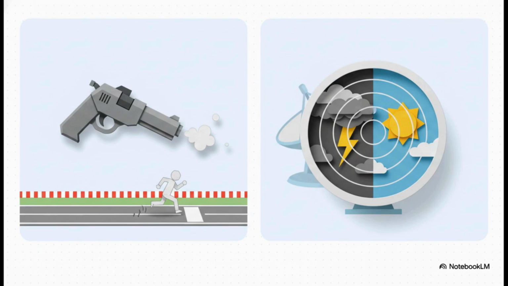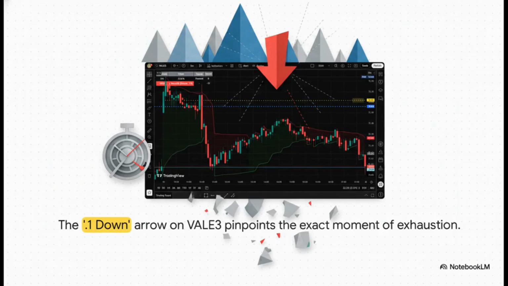And this slide just lays it out so clearly. Pillar 3, that's timing. It's all about execution. It's the starting pistol telling you the exact moment to go. Then you have Pillar 4, which is context. That's all about the environment. Think of it like your weather radar. It's telling you if you're about to fly into a massive storm or if you've got clear skies ahead. So let's see the timing pillar in action. We're back on that Vale 3 trade. Remember how it hit that resistance ceiling?